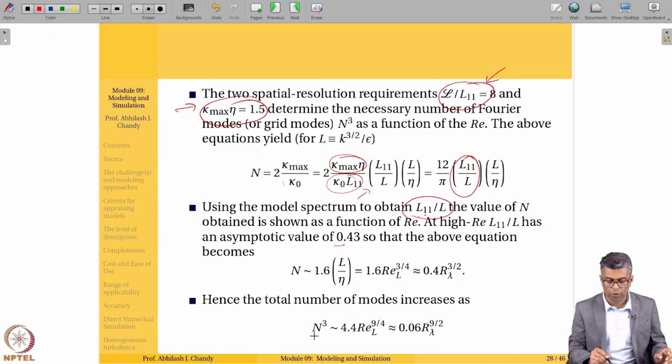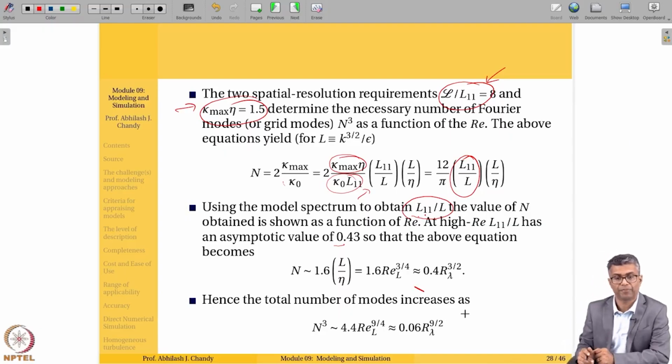So essentially n cube is now this whole thing cubed. That would be 4.4 times Re_L to the 9/4, or 0.06 times R lambda to the 9/2. So the total number of wave numbers to be considered is a function of the Reynolds number to the 9/4, a positive power. These Reynolds numbers are going to be pretty high, which means Re to the 9/4 is going to be a very large number, and we'll get some estimates for that.